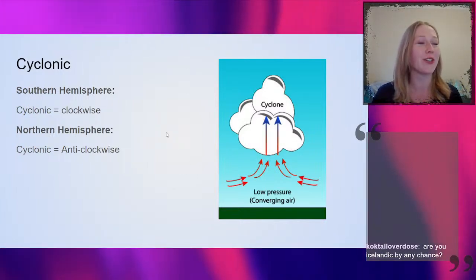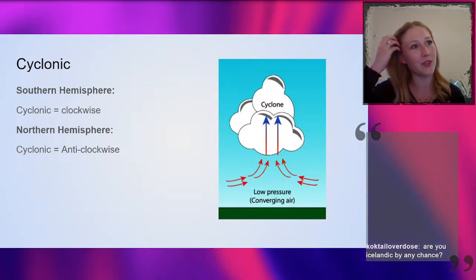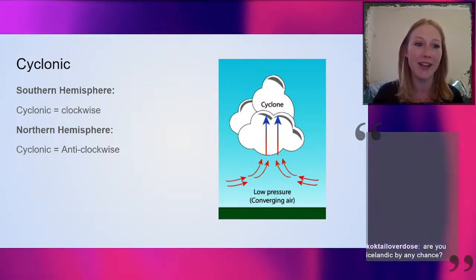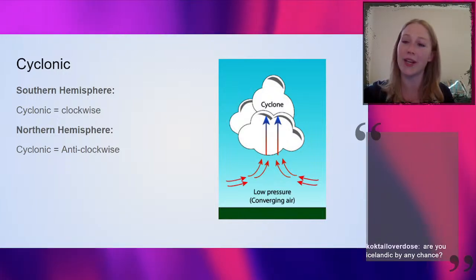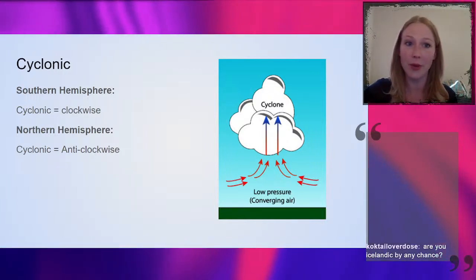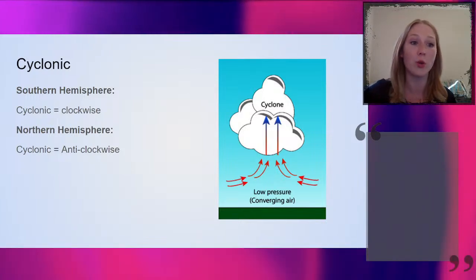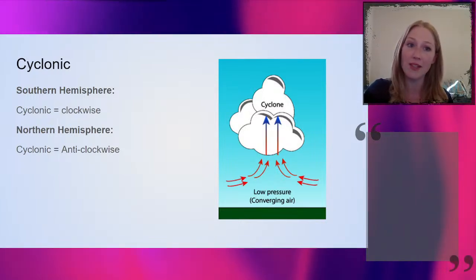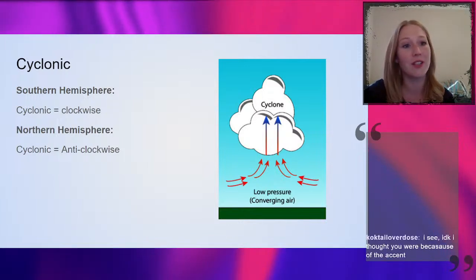Okay, so cyclonic, I know you've just joined, so a little bit of a recap of what cyclonic and anticyclonic is. So cyclonic is when air moves in a certain direction. So in the southern hemisphere, that's clockwise. In the northern hemisphere, that's anti-clockwise.